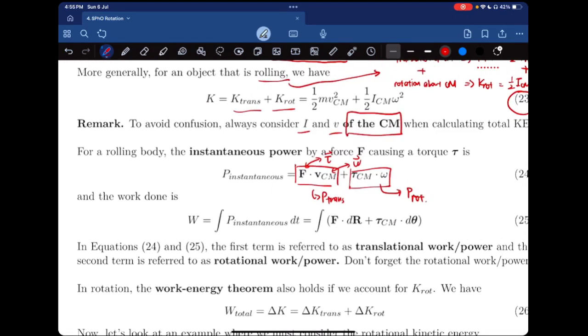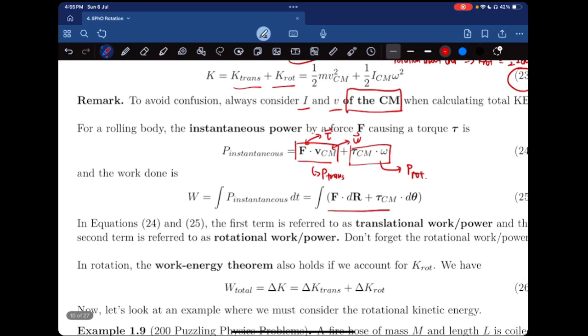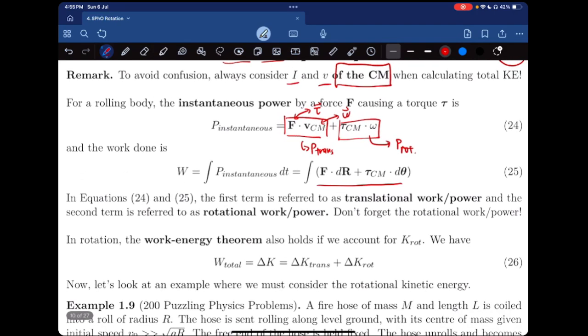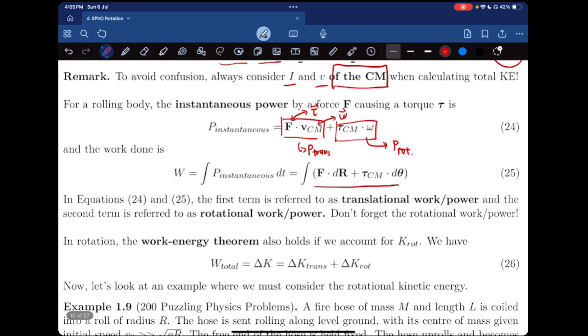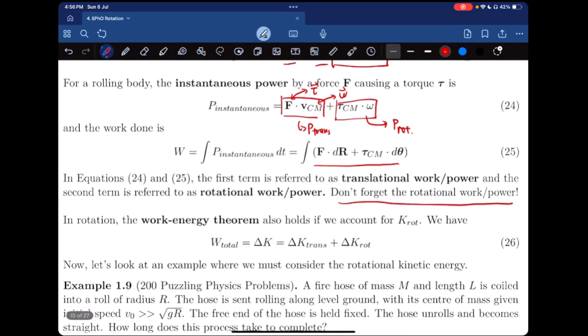And your work done you can find just by integrating this power with respect to time, and you get this. So in equations 24 and 25, the first term is translational work or power, and the second term is rotational work or power. Don't forget the rotational work or power when you're dealing with rotation in general.